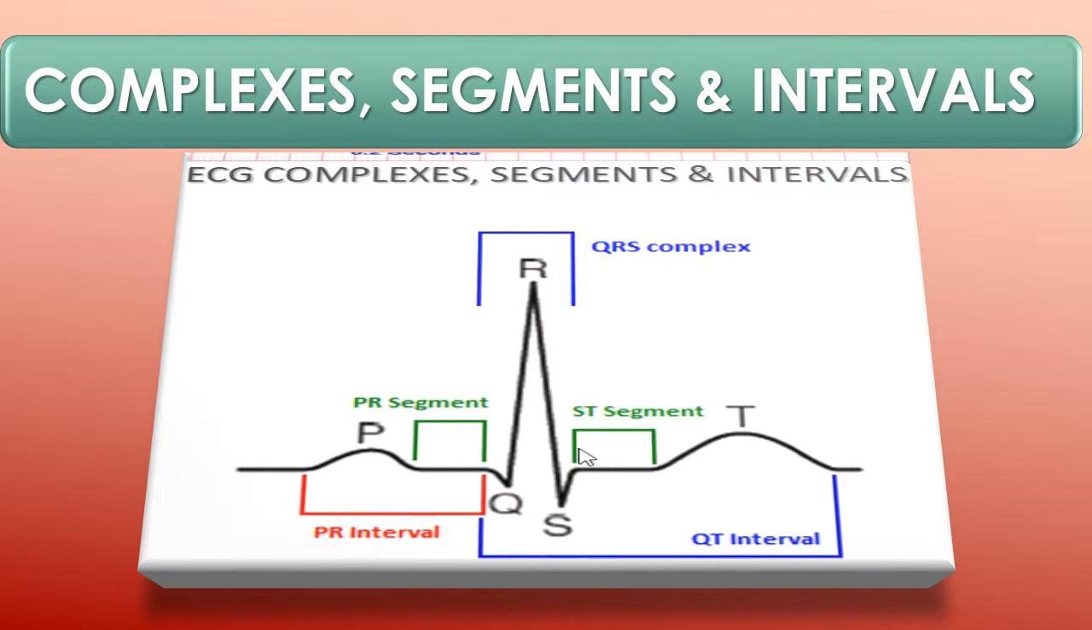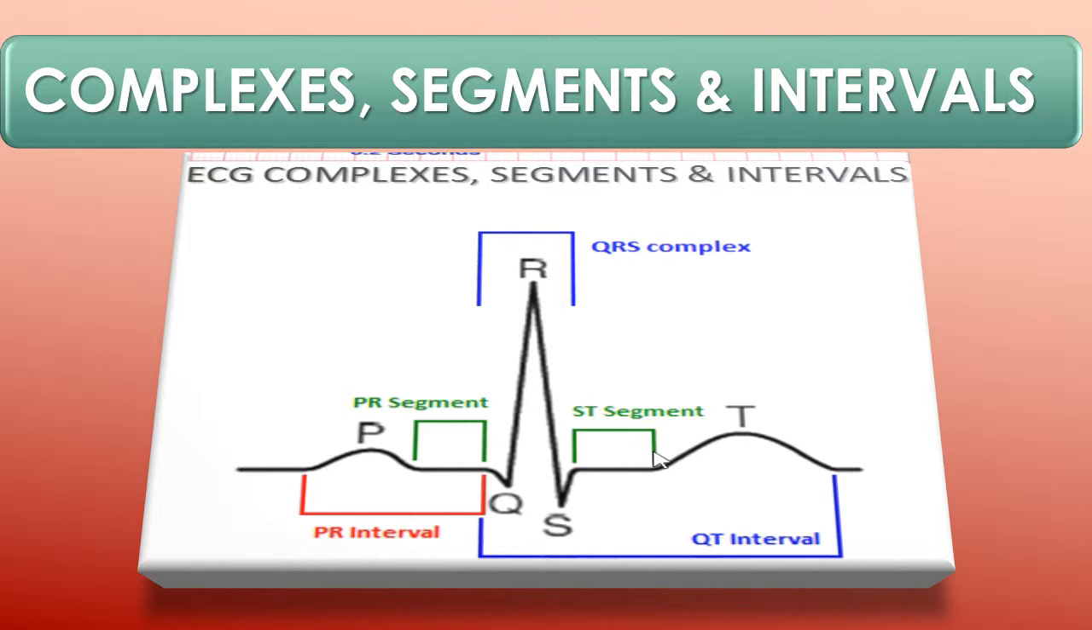The ST segment is an isoelectric line representing ventricular repolarization. It goes from the J point, where the QRS complex ends and the ST segment begins, to the beginning of the T wave. The length of an ST segment changes with heart rate, with meds, with electrolyte imbalances, and other things like that.